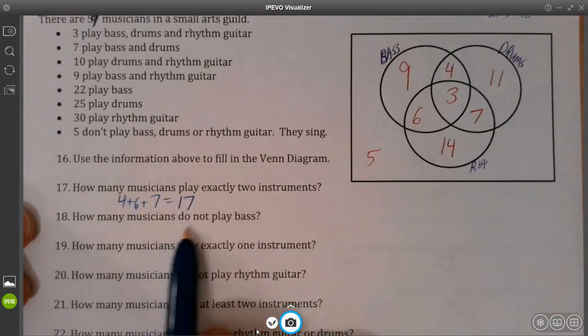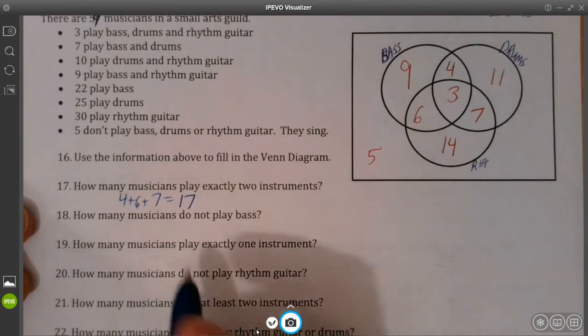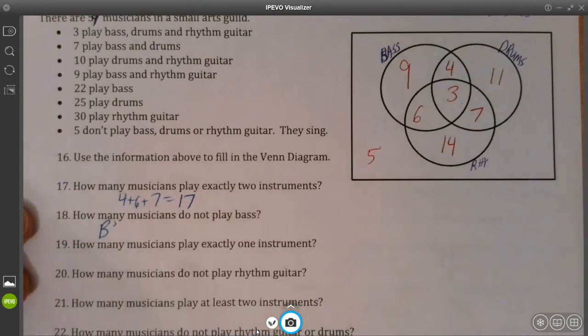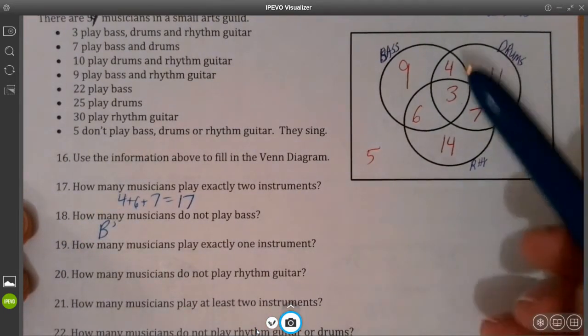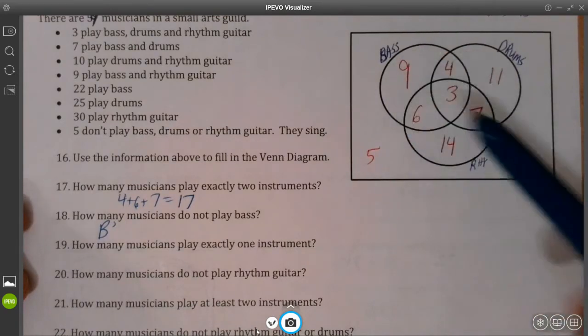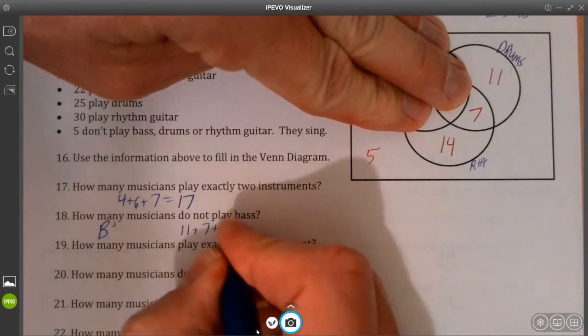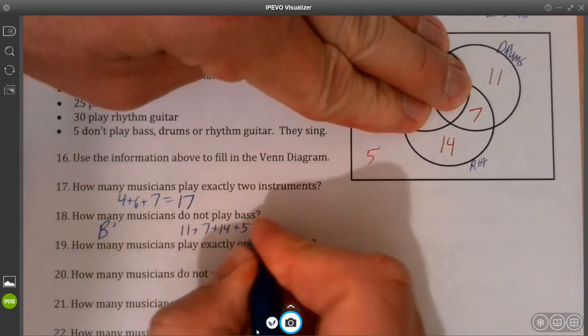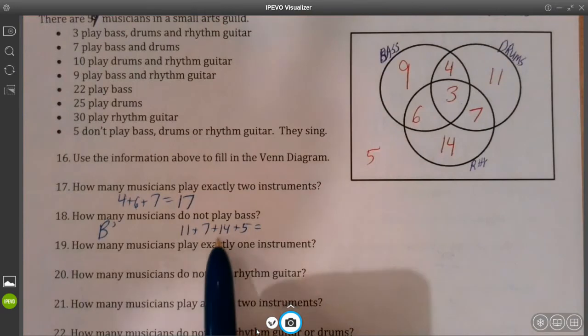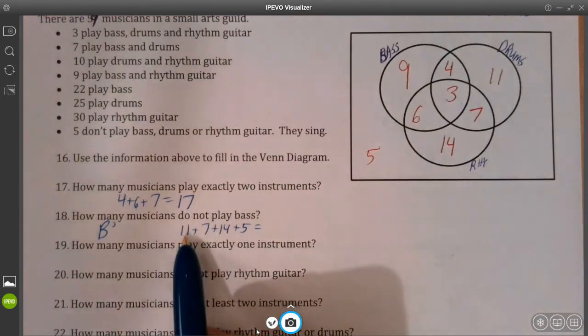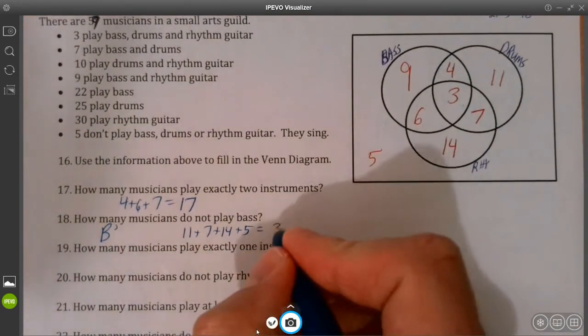How many musicians do not play bass? This would be like if I said bass apostrophe. You don't have to write that, but it would basically be like everybody that's not on the bass. So it's going to be 11, 7, 14, and 5, which I believe we can add. That's 21 plus 11. It's going to give me 32. Plus 5, that's 37.